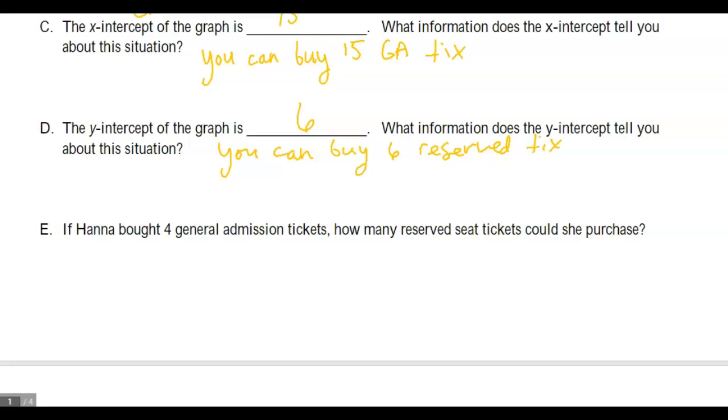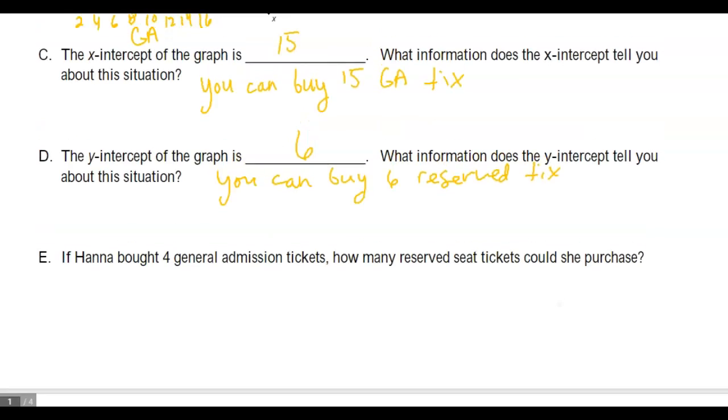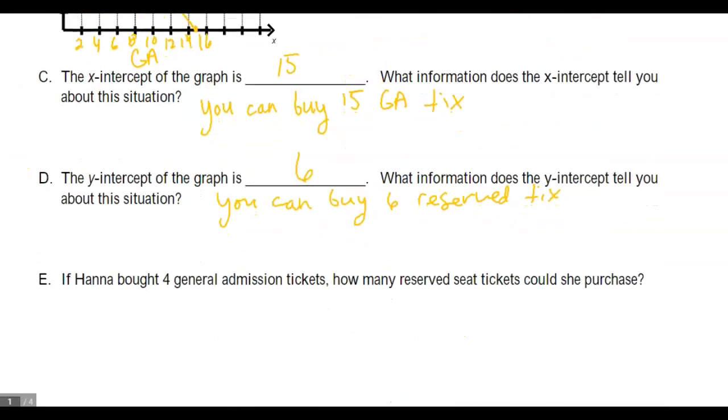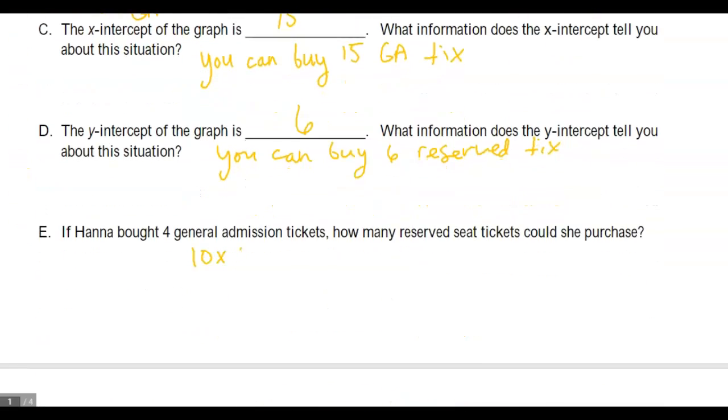It says if Hannah bought 4 general admission tickets, how many reserved tickets could she buy? So those are the $10 ones, the general admission. So we go back up here to our equation, and I just wanted to make sure I had it right. 10x plus 25y equals 150. Said we bought 4 general admission tickets. This becomes 10 times 4. So 40 plus 25y equals 150.